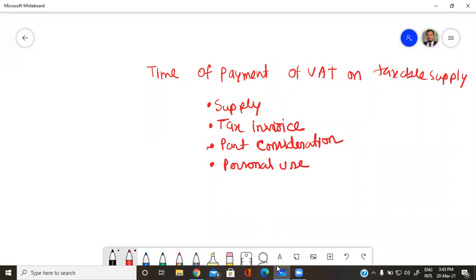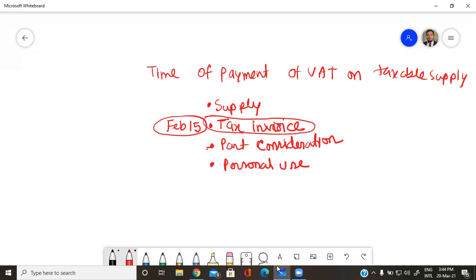So we need to check which one is the earliest. So say, for example, a tax invoice has been given to the buyer on, say, for example, February 15. In that case, this VAT will be payable on this date, February 15.